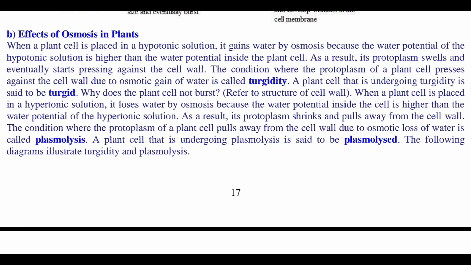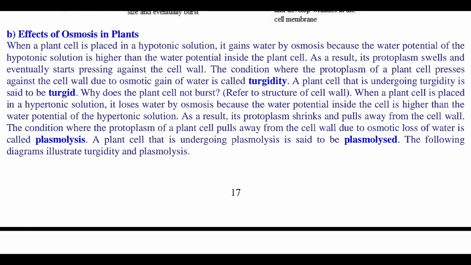As a result, its protoplasm swells and eventually starts pressing against the wall. In animal cells, it bursts. Here, the protoplasm starts pressing against the wall. Now, what do you call the condition where the protoplasm of a plant cell presses against the cell wall due to osmotic gain of water?